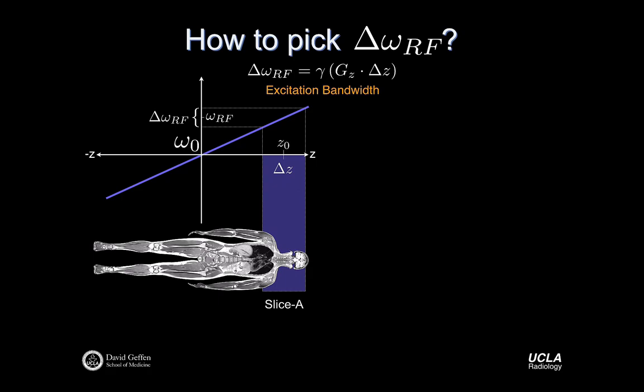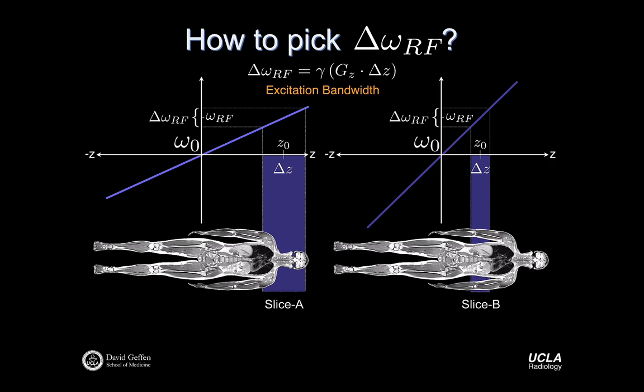And so going back to this mapping of frequency and spatial position, if you wanted to excite a really thick slab through this individual, your delta Z in this case is maybe 20 centimeters, not well chosen, but it maps up here well. And that's going to tell you, given an applied gradient waveform, what's the range of frequencies that have to be in your pulse. And so, as an example here, we can talk about what happens if we use a stronger gradient, right?